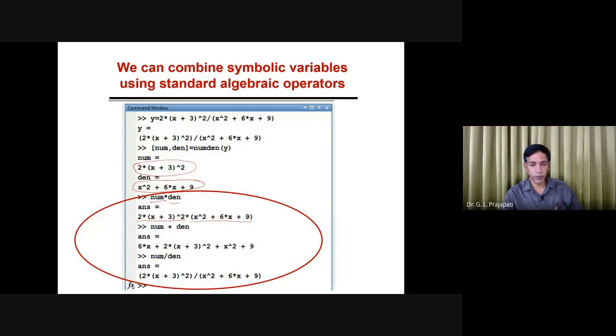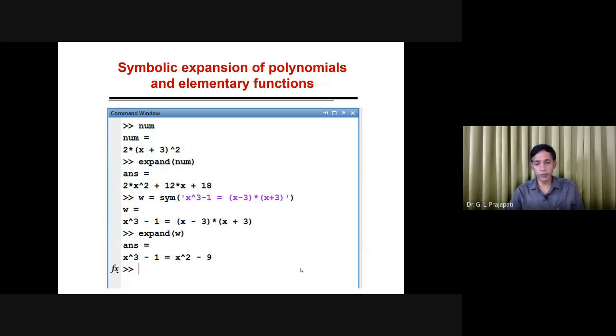So this is the multiplication, and then you can simplify using the simplify function. You can simplify numerator plus denominator, you are adding. Once you are adding, you are getting like this. So the question here is that you can multiply the two expressions, you can add the two expressions, and you can divide the two expressions. This is also one command here, which is expand.